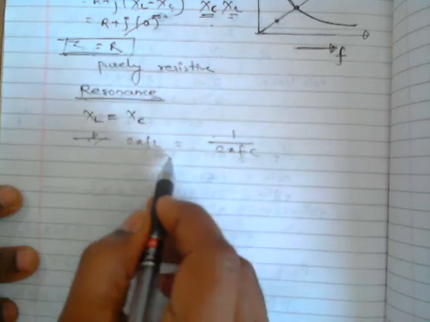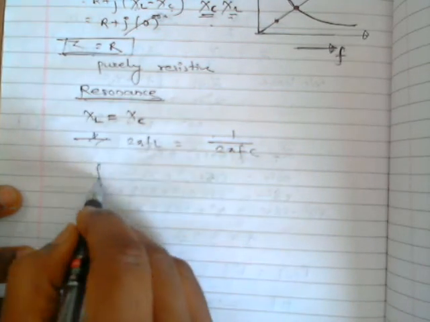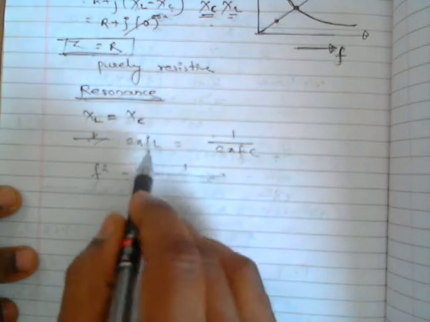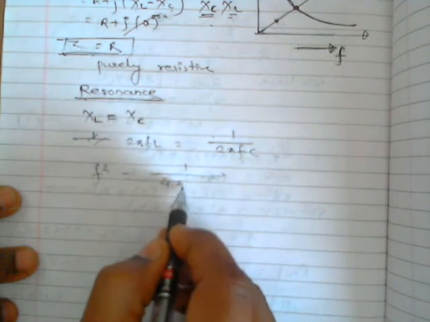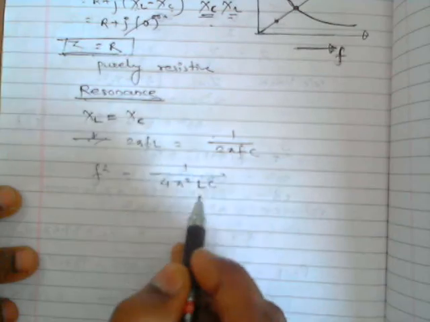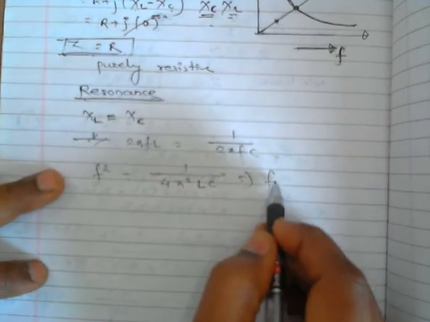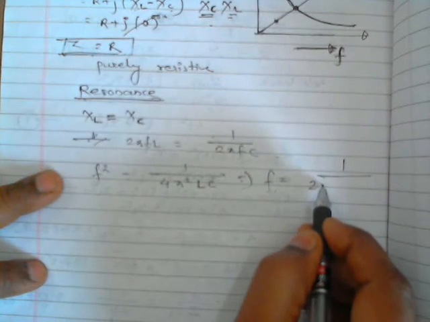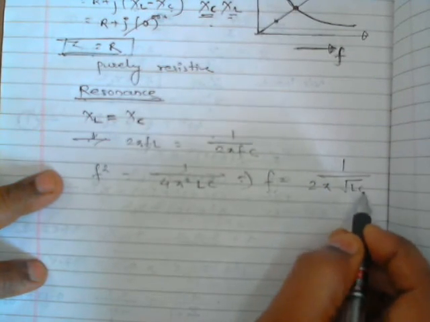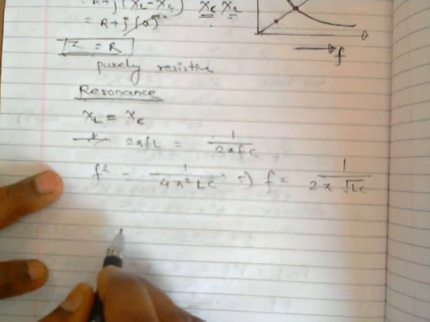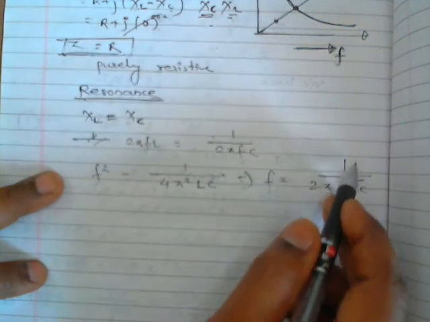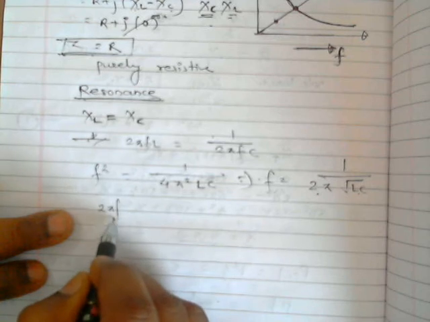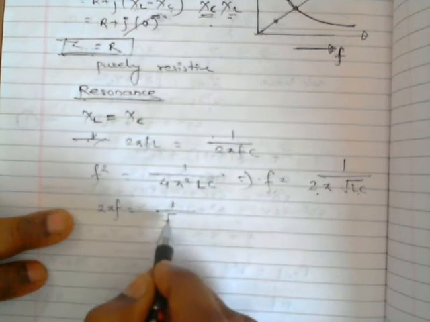If I take F here and the remaining things there, it will be F square equal to 1 upon 2 pi into 2 pi, so 4 pi square LC. If I take only F, then it will be under root, 1 upon root of 4 is 2, root of pi square is pi, and under root LC. So F is nothing but 1 upon 2 pi root LC. If I take 2 pi here, it will be 2 pi F equal to 1 upon under root LC.